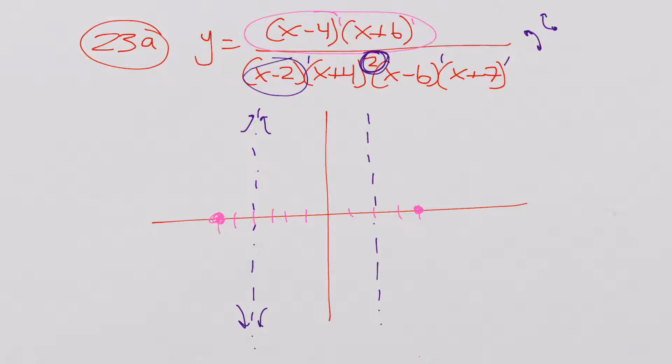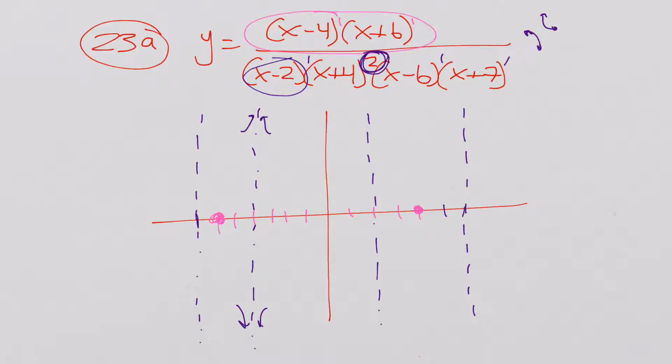So I have two more asymptotes. I have x minus 6 giving me an asymptote at positive 6 right here. And I have x plus 7 giving me an asymptote at negative 7, so right here. Okay. Now, what does this thing do?